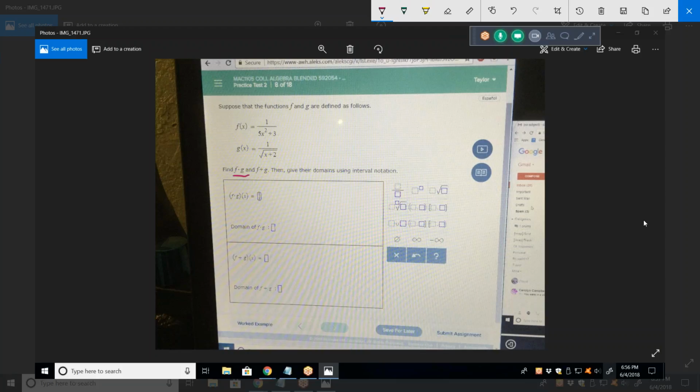What is that equal to? That one is f times g. So, you're asking what's the answer? f times g would be 1 over (5x squared plus 3) times the square root of (x plus 2). Make sure your parentheses are right, parentheses around the square root of x plus 2, because again, it matters.